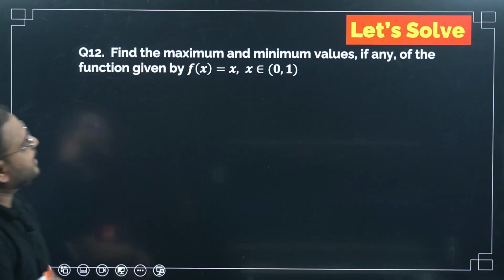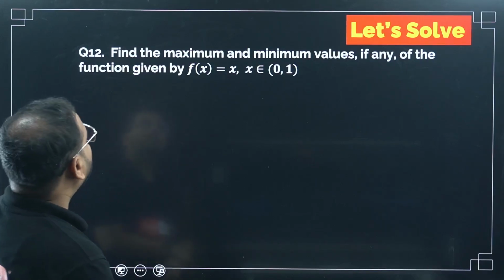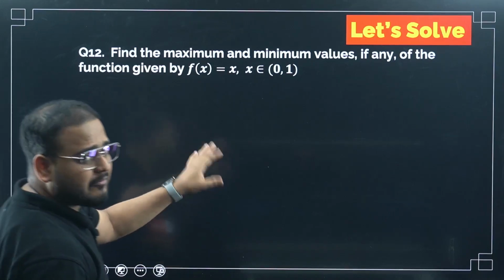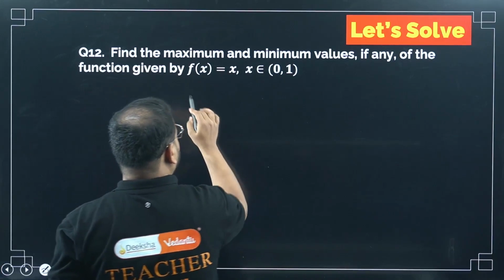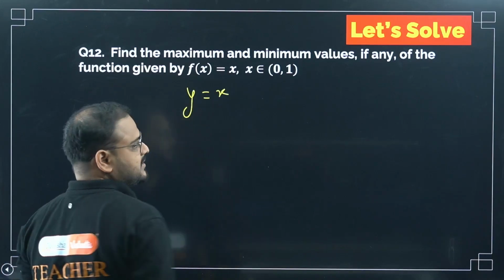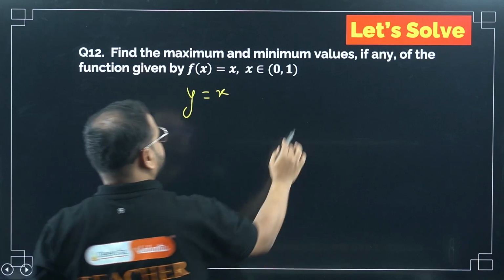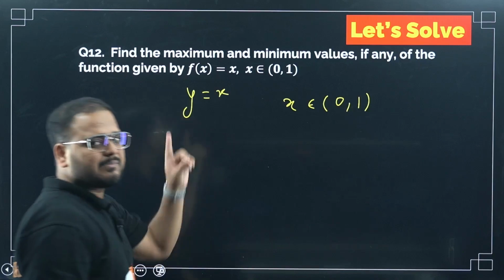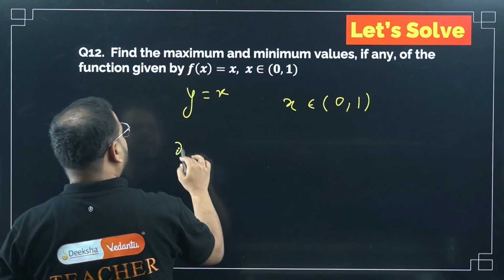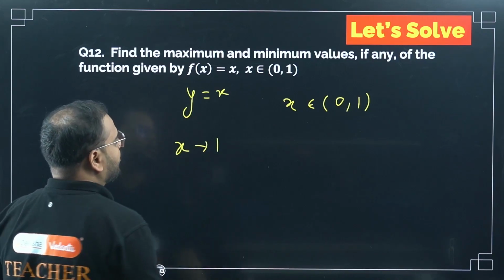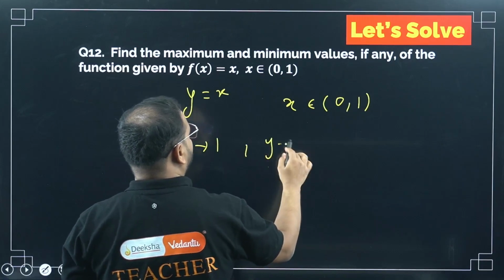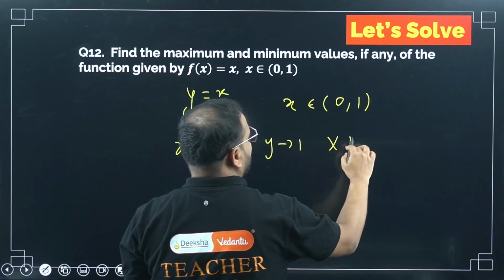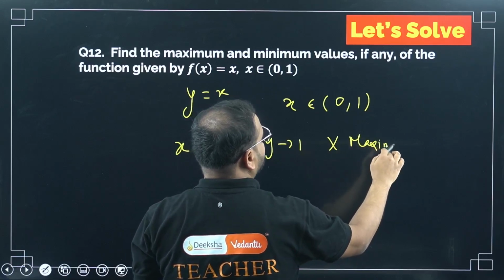Find the maximum and minimum values, if any, for this function. Excellent question. Maximum value for this function. What is the function here? Check here: y equals x. What's the interval defined? x belongs to (0, 1), open interval. What's the maximum value of x? If x tends to 1, what will y tend to? 1. But will y be equal to 1? No, sir. So no maxima.